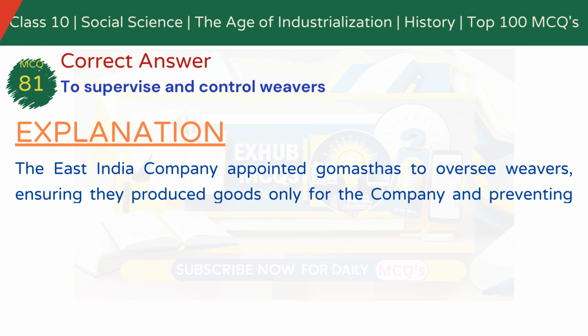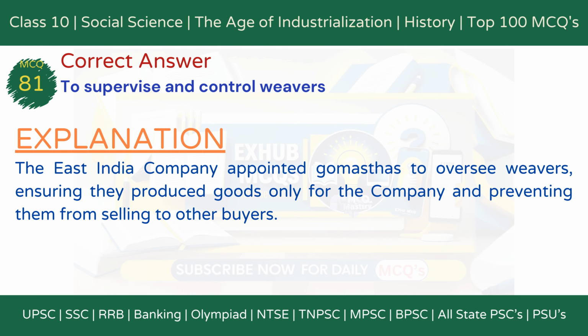The correct answer is option B, to supervise and control weavers. Explanation. The East India Company appointed Gomastas to oversee weavers, ensuring they produced goods only for the company and preventing them from selling to other buyers.